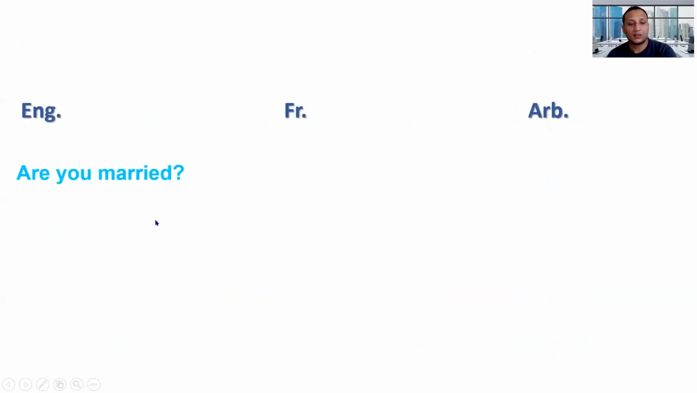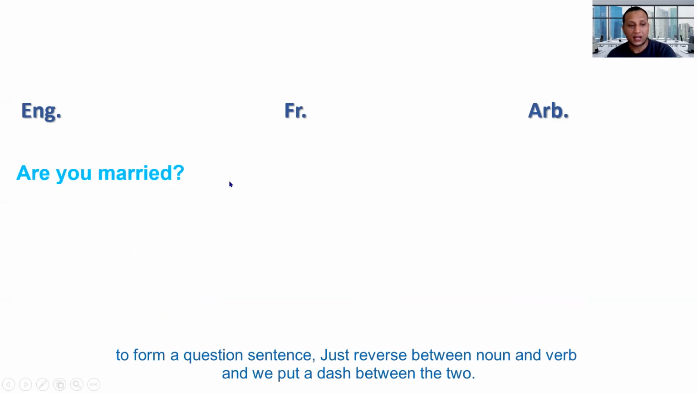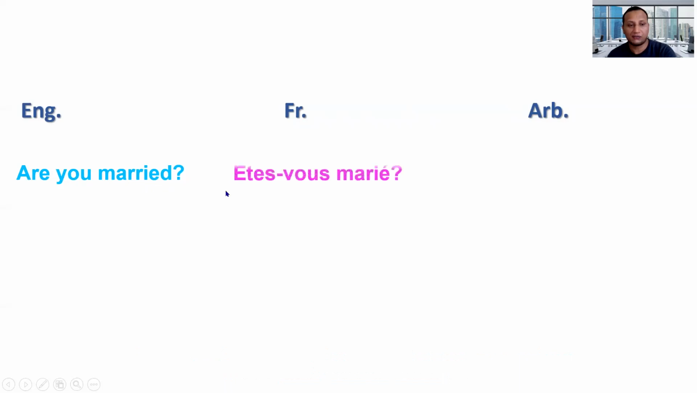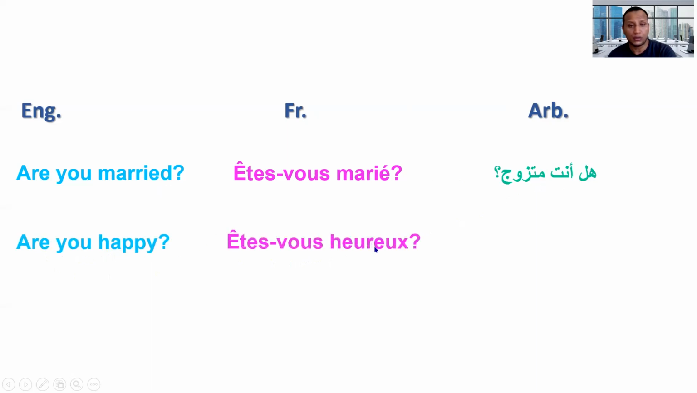More examples. Here we're gonna form a question. Are you married? We're gonna form questions in these examples. What we said, like in French, we reverse between the subject and the verb, okay? The personal pronoun and the verb to be, are. So, are you married? Êtes-vous marié? Correct. هل أنت متزوج? Next. Are you happy? Êtes-vous heureux? هل أنت سعيد?